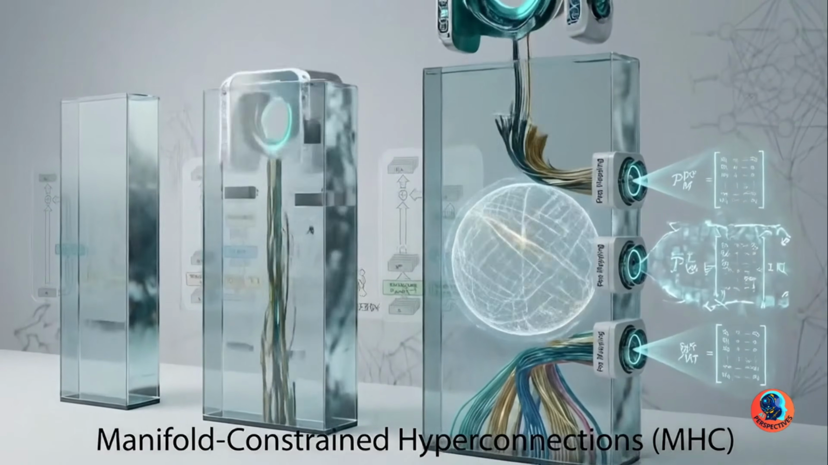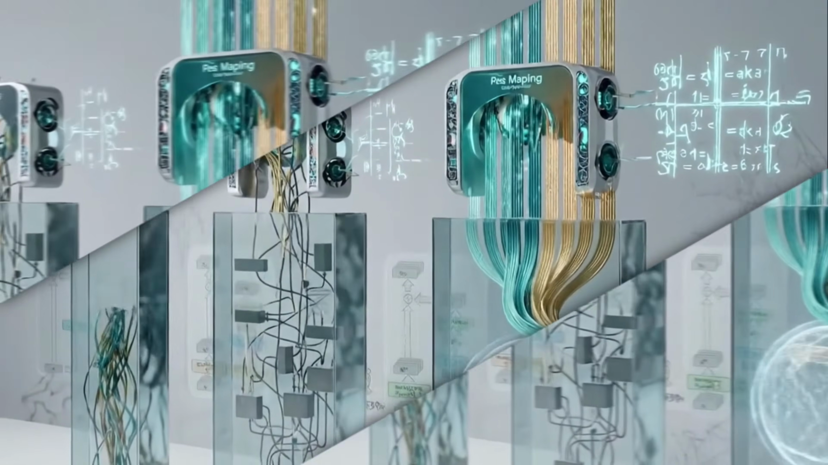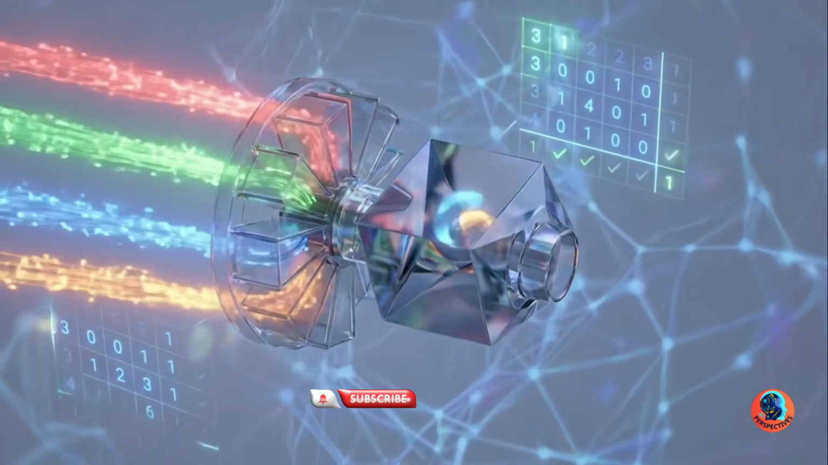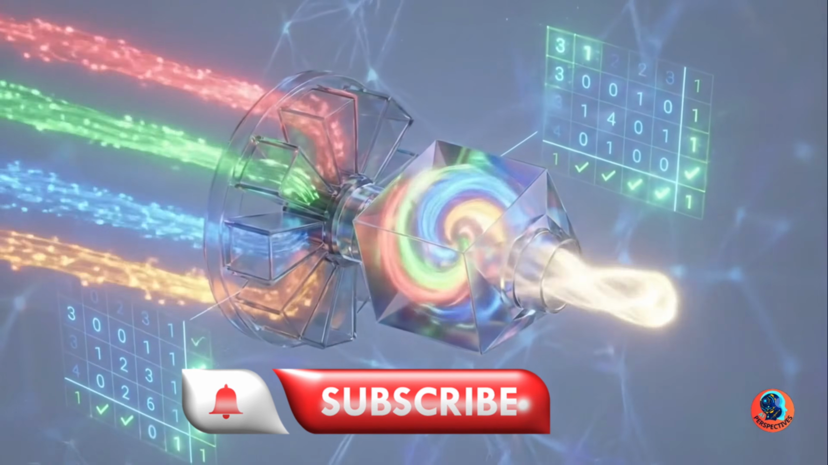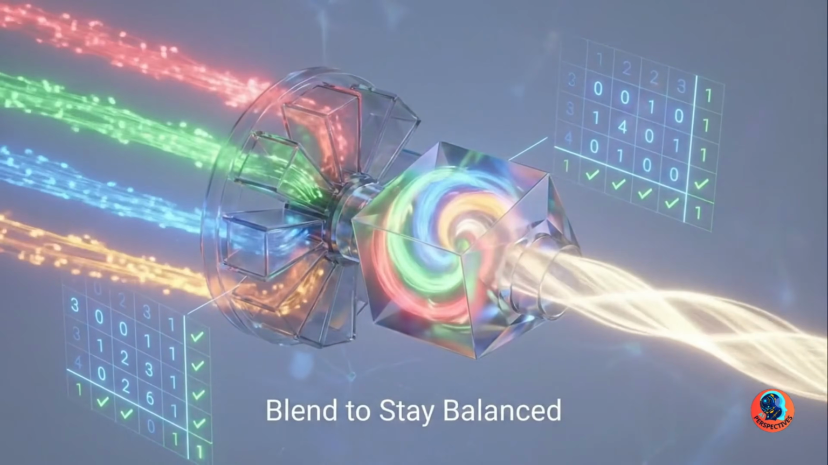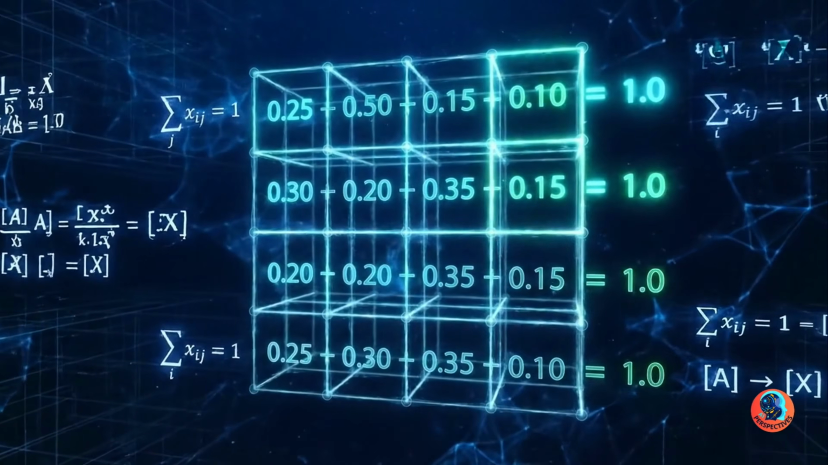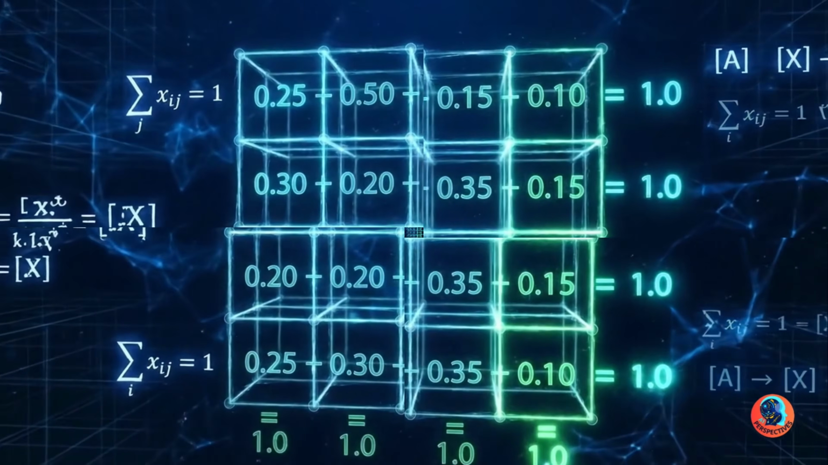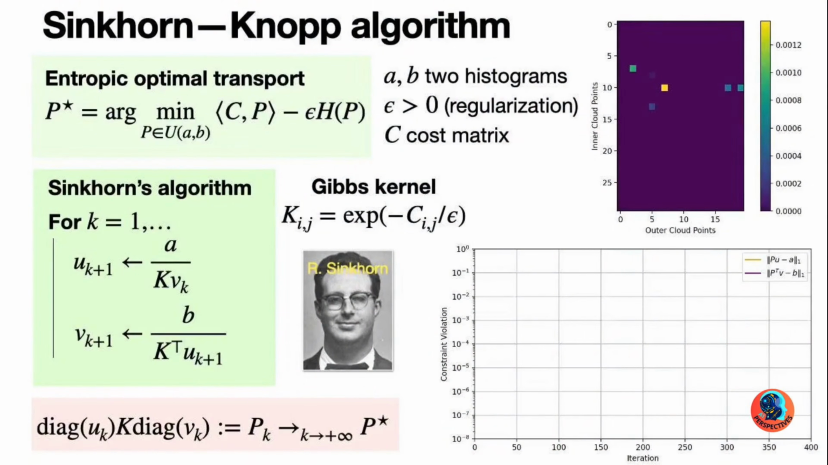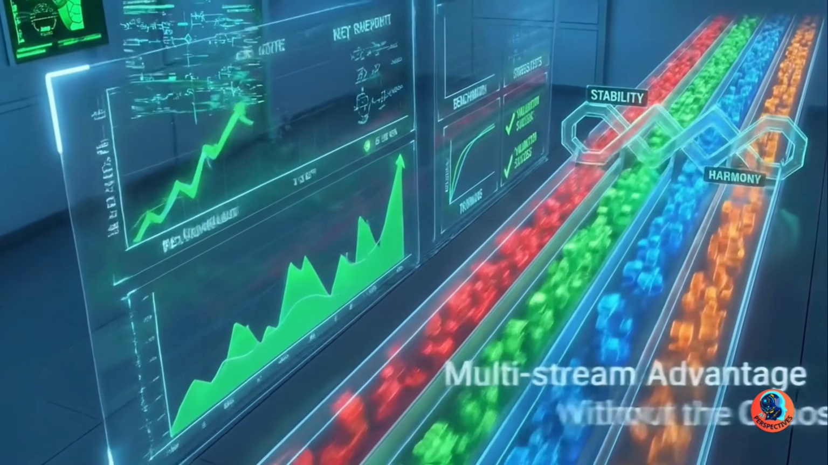DeepSeek's new idea fixes this with what they call Manifold-Constrained Hyperconnections, or MHC. Instead of a free-for-all mix, they force the blend to stay balanced. Every mixing step is designed so that each input stream shares data evenly. In math terms, each row and column of the mix matrix adds up to 1. Technically, they use the Sinkhorn-Knopp algorithm to enforce this balance. The result? Signals neither blow up nor vanish. You get the multi-stream advantage without the chaos.